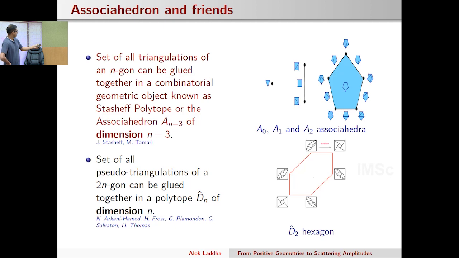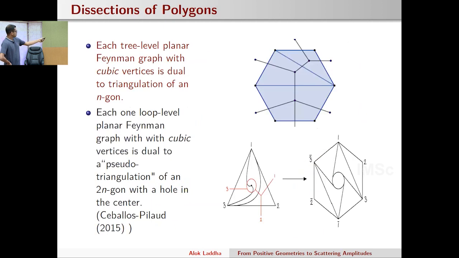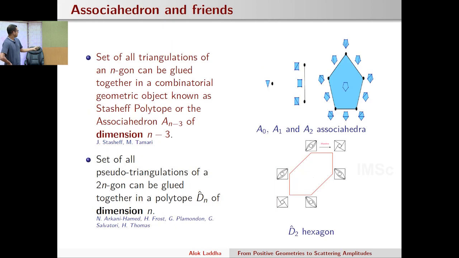So if you consider all these pseudo triangulations of a 2n-gon, like the one that is drawn there, you can exactly with the same principles, by flipping one diagonal and keeping everything intact, glue them together into a specific combinatorial object, which for various purposes is called the D-hat polytope. It's a polytope of dimension n if you start with a 2n-gon. So I've just drawn here a D-hat 2 polytope, which is really a hexagon, which is associated to a graph which has two edges and one loop.